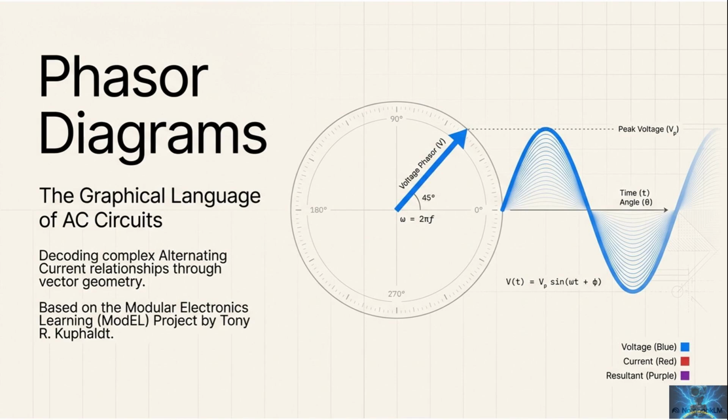Phasor diagrams, the graphical language of AC circuits. Phasor diagrams are a shortcut for understanding alternating current circuits without getting lost in time domain waves. Instead of watching sine waves move left to right, we freeze the action and represent each wave as a rotating arrow. The length of the arrow represents magnitude, and the angle represents timing. Once you learn this picture language, series and parallel AC problems become much easier to reason about.